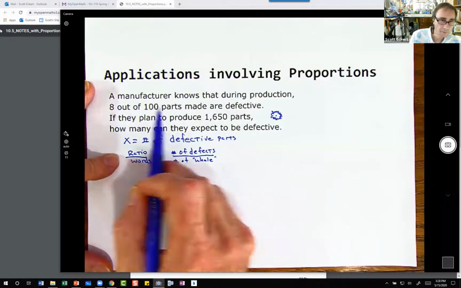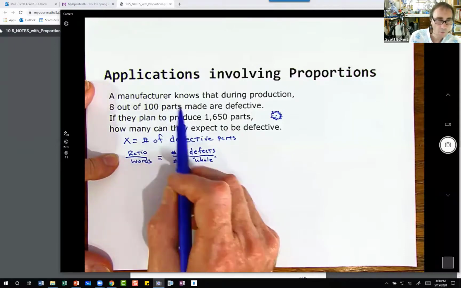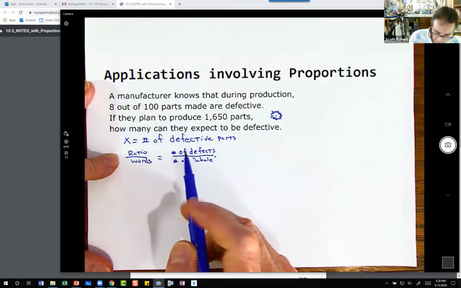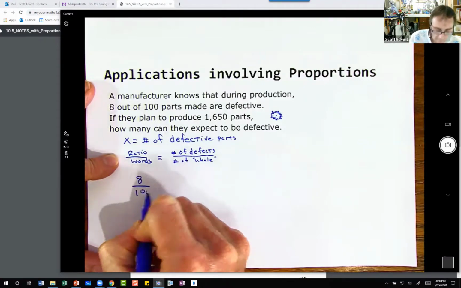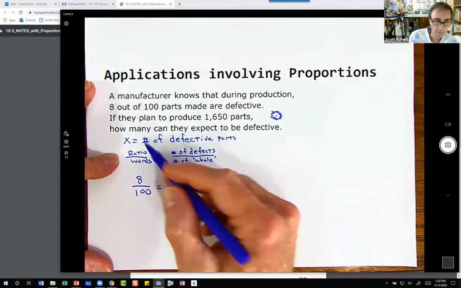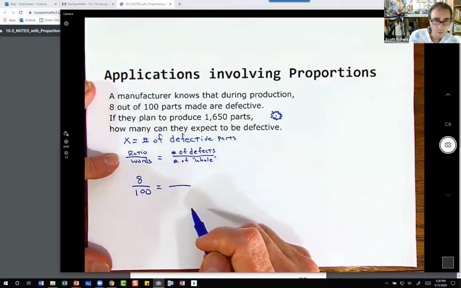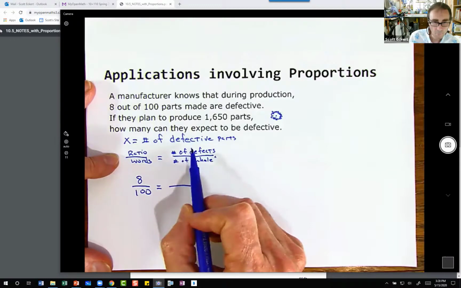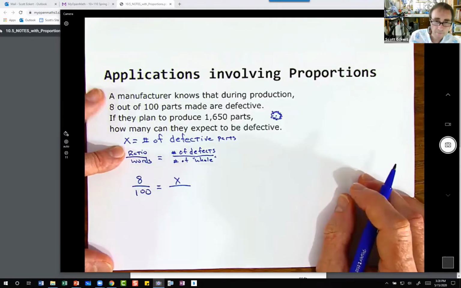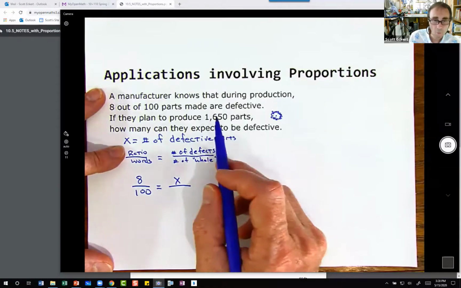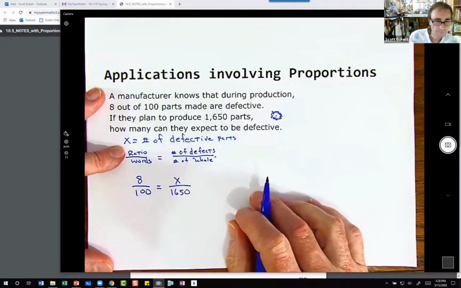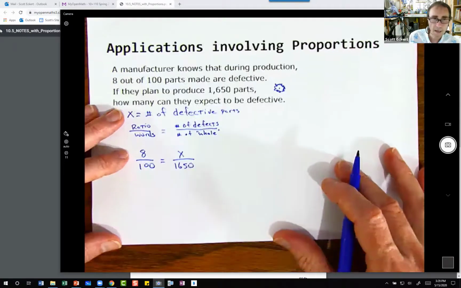So if we look at 8 out of 100, it's like 100 is the whole thing. So we have 100 parts, and the number of defects would be 8. So I could make a ratio of 8 out of 100. Now, on the next one, I have to figure out, where does the X go? Does the X go on the bottom or the top? Well, we've established the defects are the ones that go on the top. And if I know that X is defects, then it's easy. I know X goes here. And then this is the whole order, 1,650 parts. Now it's really easy. I'm going to have a proportion.